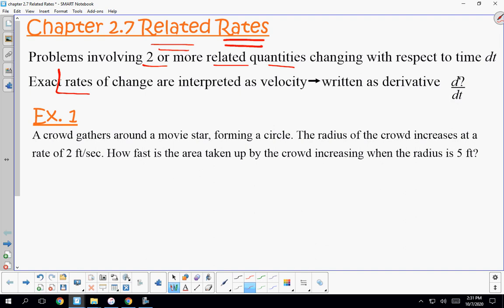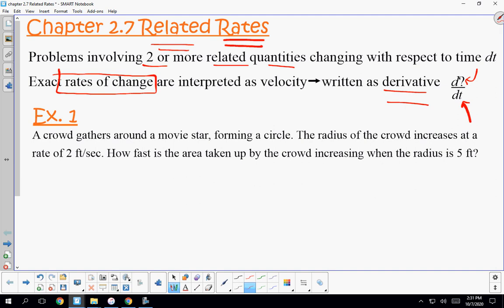If we're talking about rates of change, we are going to interpret those as a velocity. So we're going to write them as derivatives. And our notation is going to be the derivative of whatever we're talking about with respect to time. So let's just dive on in.